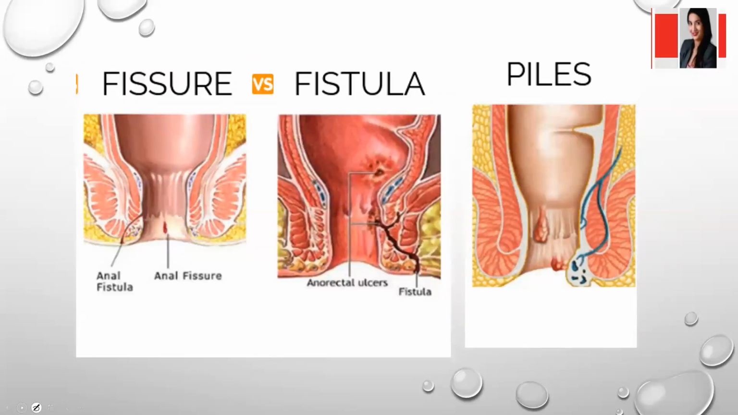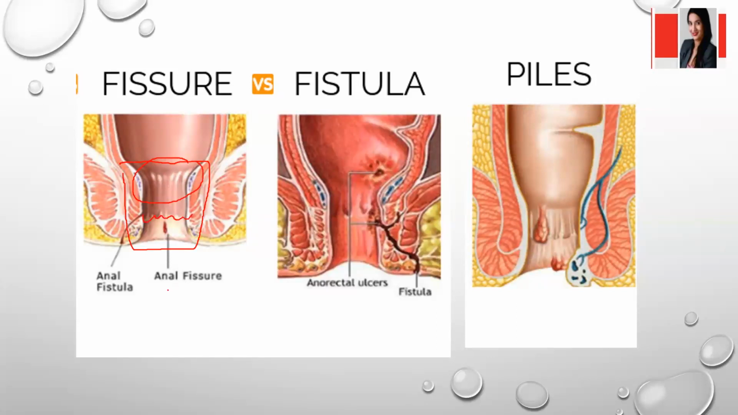So this particular line, you can understand here. This is the anal canal, which is starting from here. This is the anoderm part, and this is the anal canal, which is starting. This is very, very sensitive, this particular area. And this is the pectineal line.